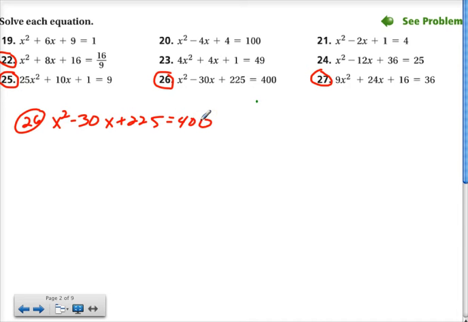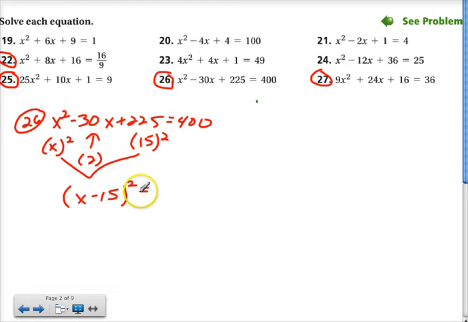All right, large numbers, but again, I notice we have a perfect square in the front and a perfect square in the back. Multiply those together, double them, and you do get the 30 in the middle, but this time it's a negative 30. So it's going to be the quantity x minus 15 squared equals 400.